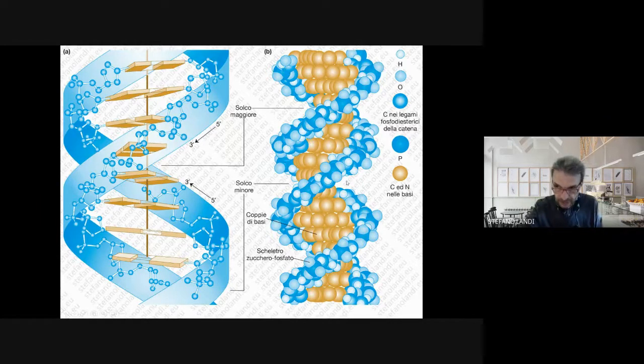This is another picture, actually another scheme, even less easy to interpret. Anyway, we have the picture showing the groove, the minor groove, and here we have the major groove, the minor and major groove.